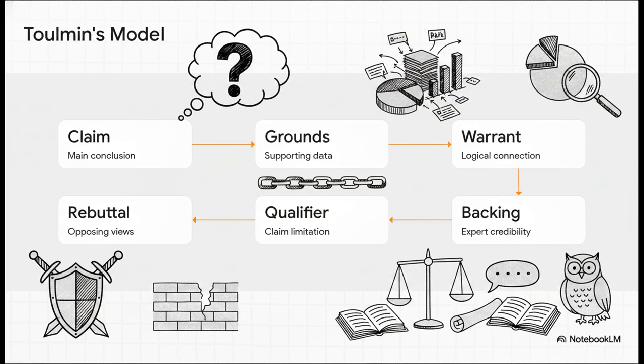Fifth is the qualifier. This indicates the strength or limitation of the claim, using words like usually or probably so you don't overgeneralize and end up losing credibility. And finally, the rebuttal. This is where you proactively acknowledge exceptions or opposing views. Honestly, doing this shows fairness and actually makes your argument so much stronger and more realistic.